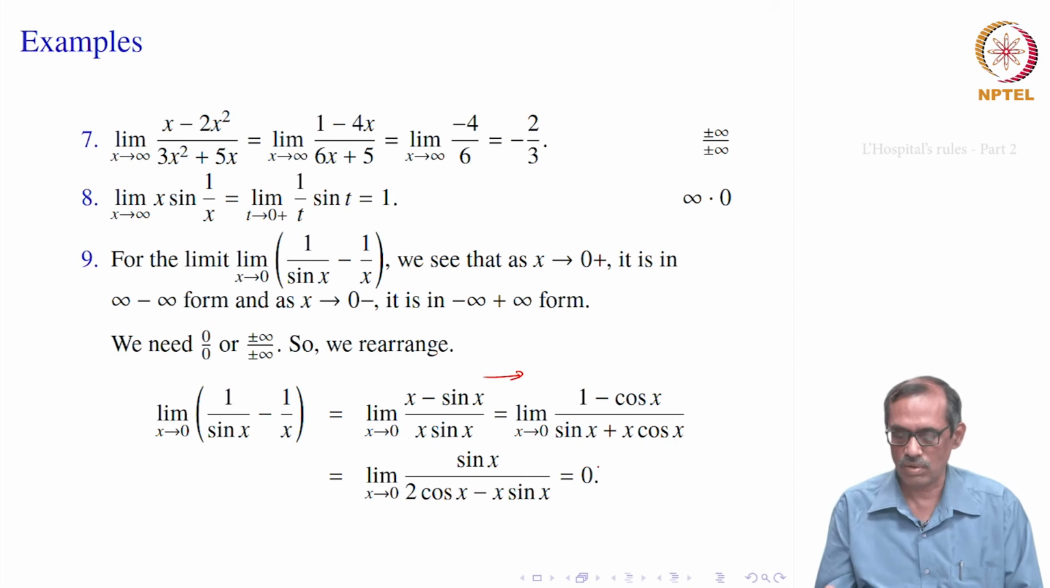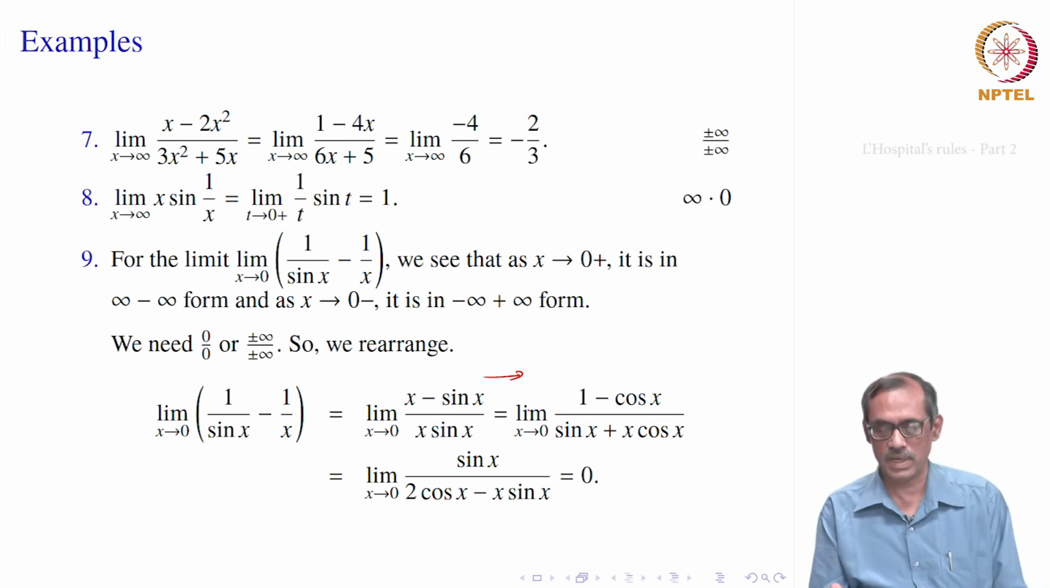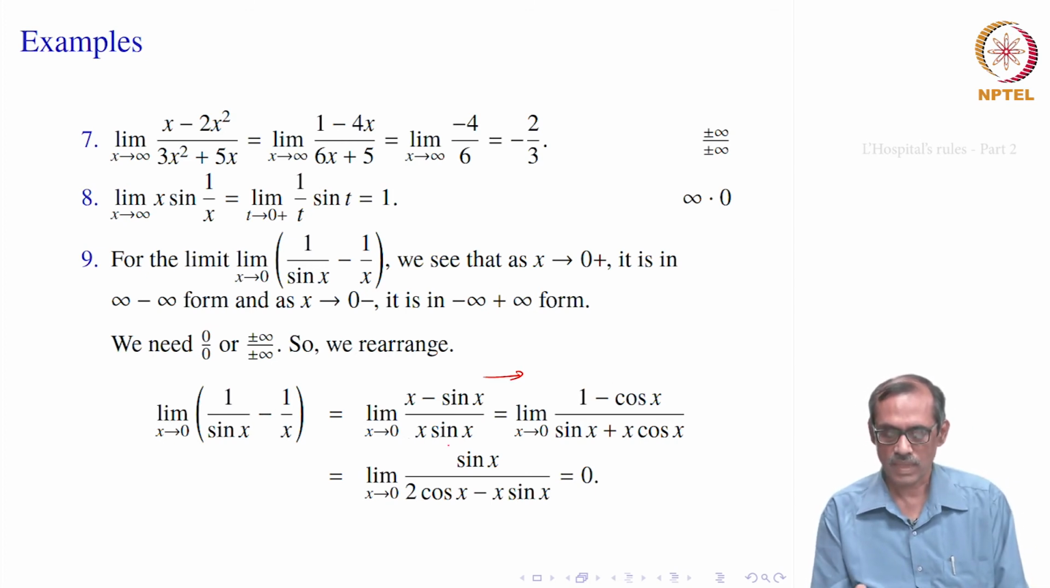So, applying L'Hopital's rule, the numerator derivative is 1 minus cos x, and x sin x is of the f of x into g of x form. So, derivative of a product. So, you take the derivative of x into sin x, which is sin x, plus x into the derivative of sin x, which is cos x. So, sin x plus x cos x.